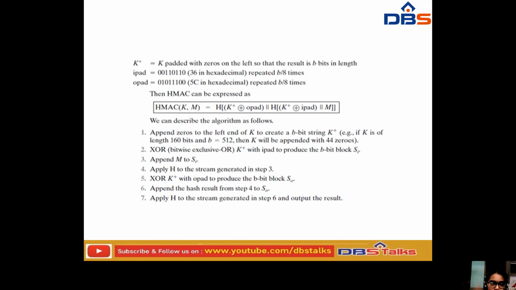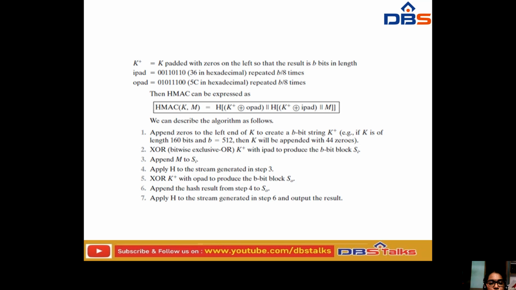So the HMAC can be expressed as the message authentication code of K comma M is equal to H of K plus XOR opad, concatenated with H of K plus XOR ipad, concatenated with M. This is the XOR operation. We already know about the XOR operation, how you have to do it. Then we can describe this algorithm as follows.